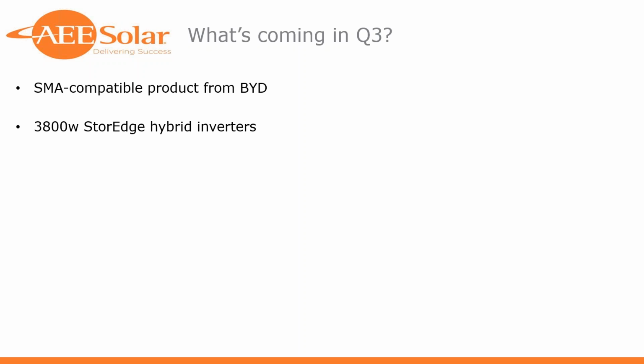And I wanted to touch briefly on what we think we're going to see in Q3. An SMA compatible product from a company called BYD. It's a big provider into the battery space in Germany and some other markets. We've been eagerly awaiting that, and we've got some beta units we've been testing. 3,800 watt storage hybrid inverters, which will of course work with the LG Chem Resi 10H Type R batteries.